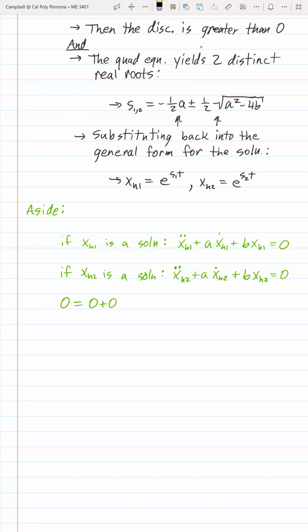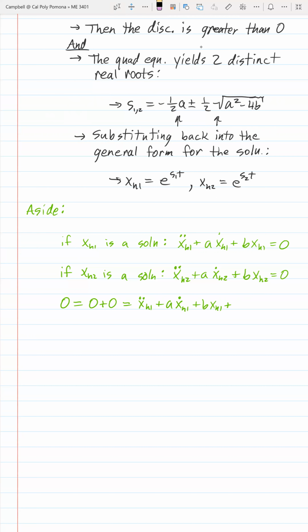And I mean, this seems like an absolutely silly question to ask, but the answer is obviously, yeah, sure. Why not? Okay, well, if that's the case, can't I have my first 0 be XH1 double dot plus AXH1 dot plus BXH1? Well, yeah, that's 0 for this homogeneous case.